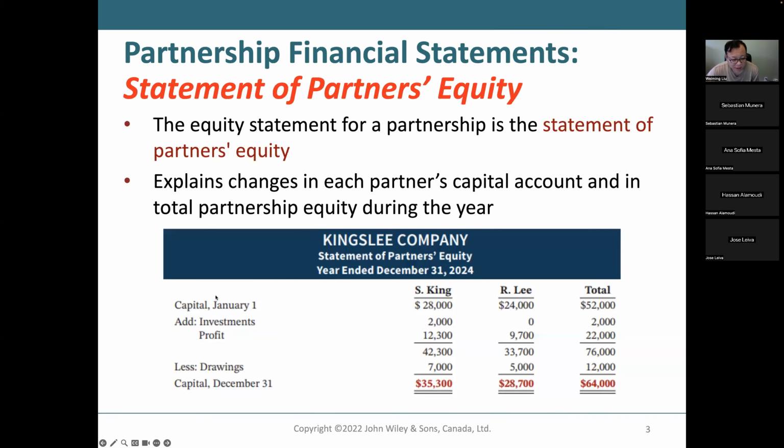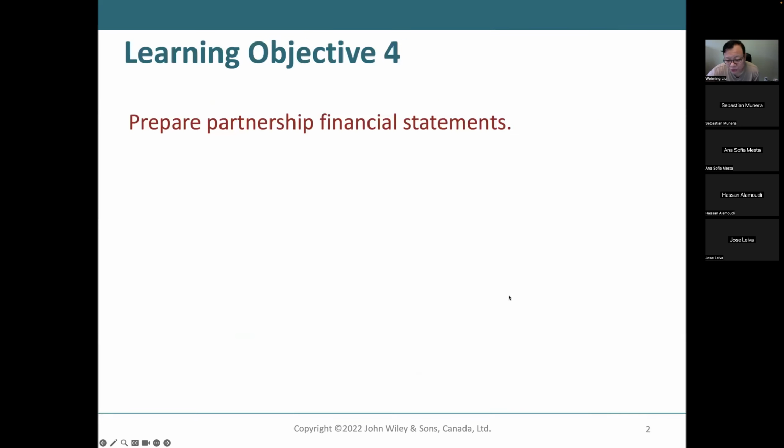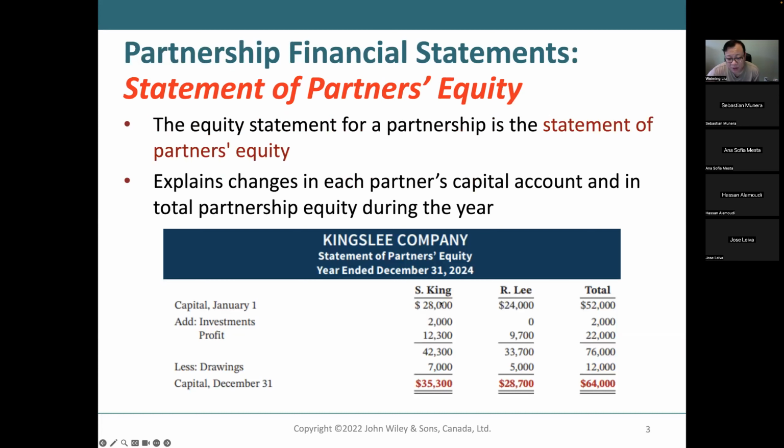Now let's take a look at this information. We have two partners. One is called S. King. The other one is called R. Lee. And then you have one column to the far right as the total. On January 1st, 2024, the capital balance is 28,000 for King and 24,000 for Lee. The total, when you add the two numbers together, is 52,000.